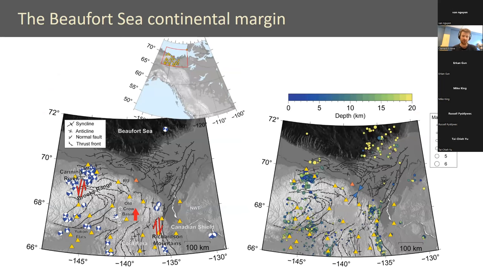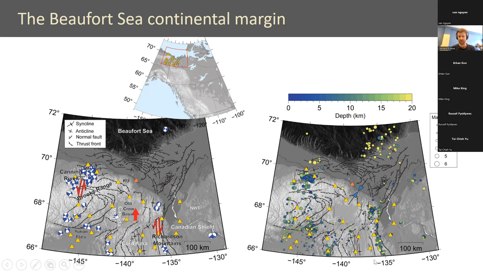Here you have two maps. The one on the left shows the main style of deformation in the area, with the focal mechanism solutions. And to the right, you have the data set that we considered in the analysis. Each dot represents an earthquake scaled by its magnitude from 1 to 6, and they are color-coded by their depths. Note that earthquakes within the Beaufort Sea extend deeper than 20 kilometers depth.